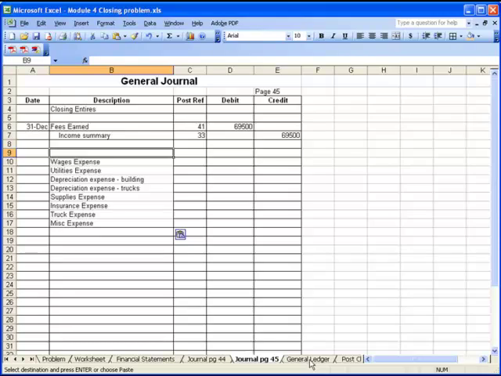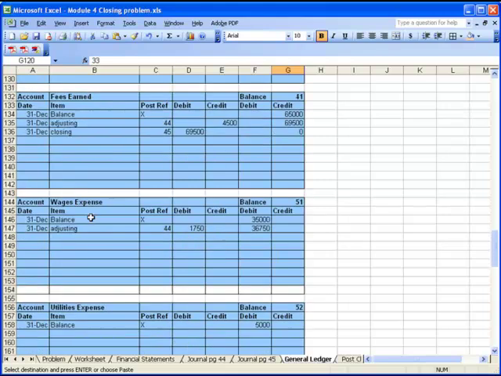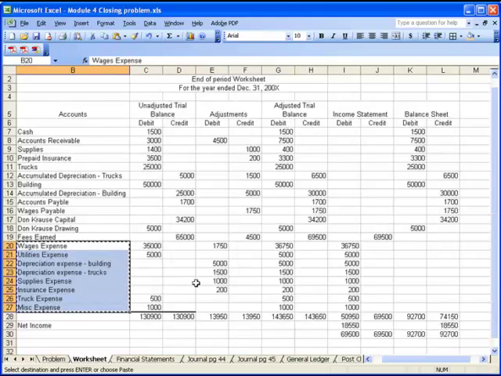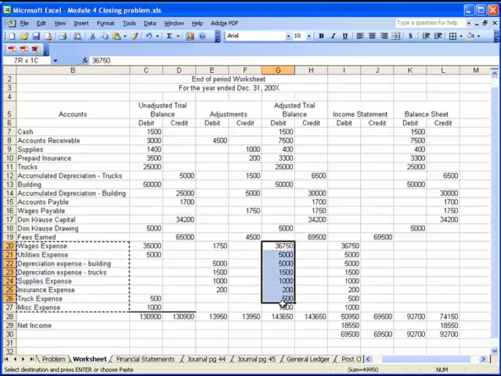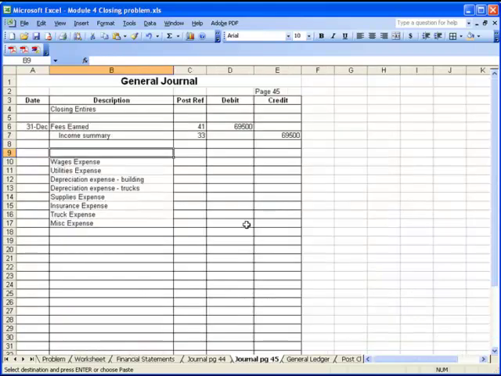If we look in our general ledger at our wages expense, we have a debit balance of $36,750, and we have a utilities expense debit of $5,000. So in order to make these account balances go to 0, we need some credit entries for the same amount. Again, our worksheet can help us out there. Here are the amounts that we need to credit, right here in our income statement column. I'm going to copy those, and over here in our journal we're going to enter those as credit amounts.